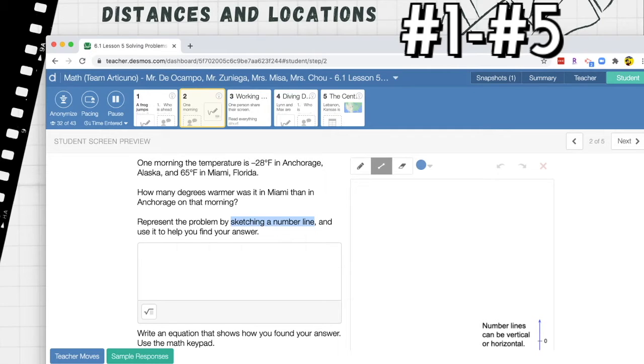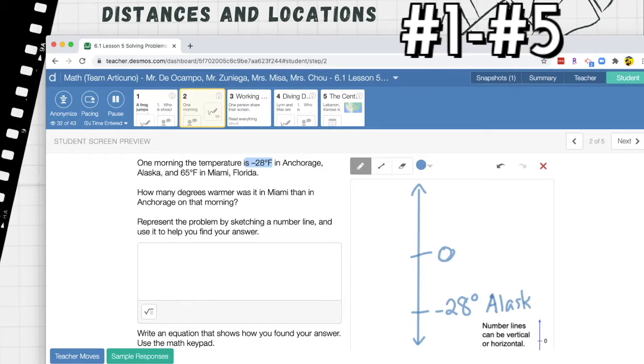I'm reminded of a thermometer, so I'm going to draw a thermometer like this. Now, I could have done it horizontal too, okay, but I'm just going to go vertical. I want to put 0 right here in the middle. Now I have -28. I know the negatives are on this side. And I know that's for Anchorage, Alaska. And 65 degrees in Miami, Florida.